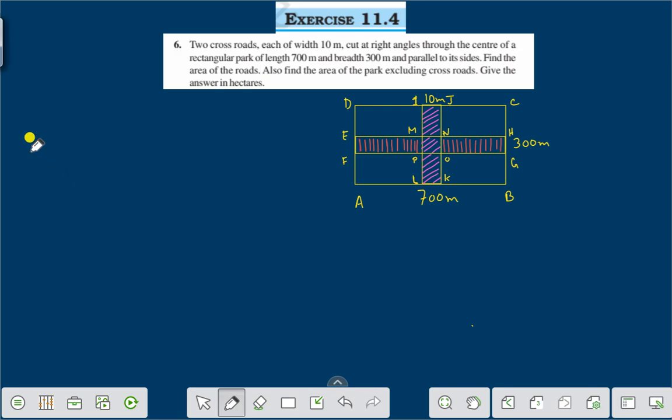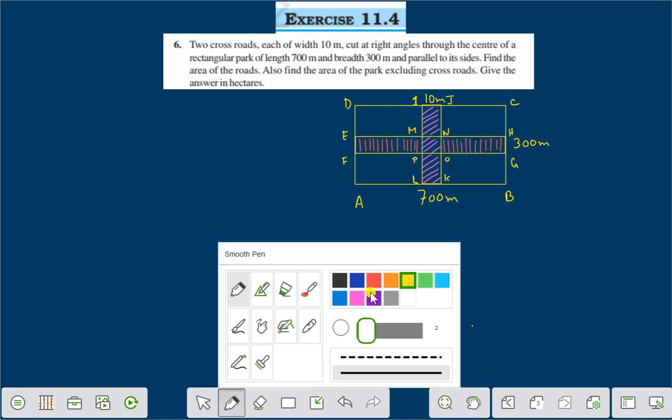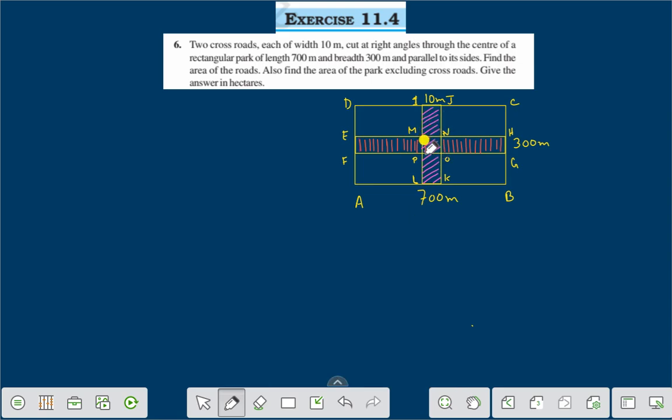Right? Let us find. First of all, you see this is the park ABCD, and these are two crossroads. One is EFGH, another is IJKL, and MNOP is here. You see this one is MNOP. Now, two crossroads each of width 10 meter. That means here you see this is 10 meter and this is also 10 meter, right? That means this side is 10, this side is 10.